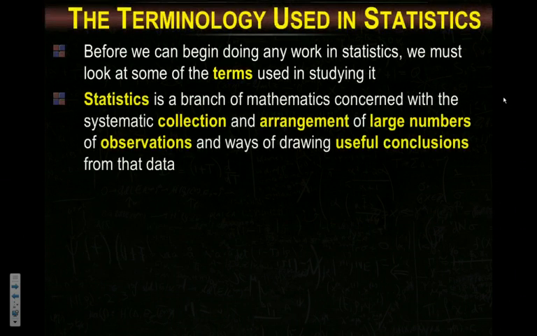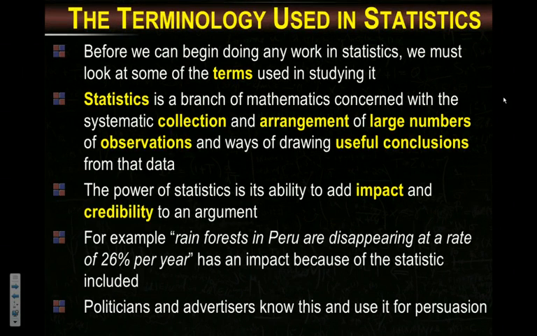So first of all, the word statistics is a branch of mathematics concerned with the systematic collection and arrangement of large numbers of observations in the way of drawing useful conclusions from the data pulled in from that collection. The power of stats is to add impact and credibility to things like arguments. So for example, rainforests in Peru have been disappearing at a rate of 26% per year. This has impact because of the statistic that has been included. That 26% helps to make your argument stronger.